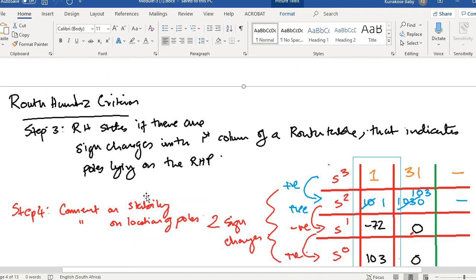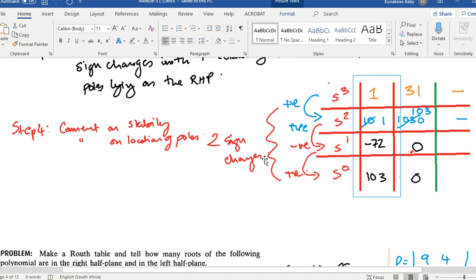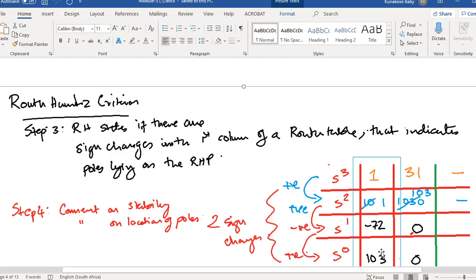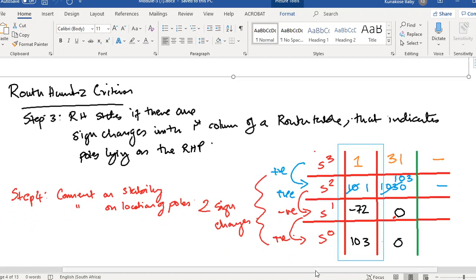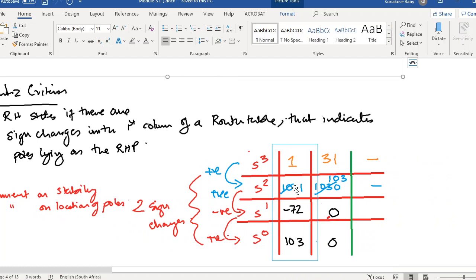Now we go on to the analysis using the Routh-Hurwitz criterion. That is the third step. The Routh-Hurwitz criterion states that if there are sign changes in the first column of your Routh table, so we are only looking at the first column, this entire row here, that indicates that there are poles lying on the right half plane. If there are any poles lying on the right half plane, there will be sign changes.